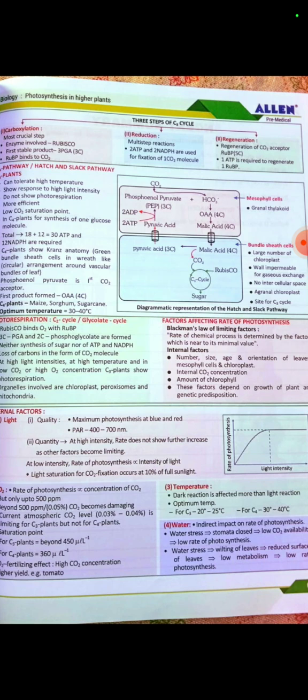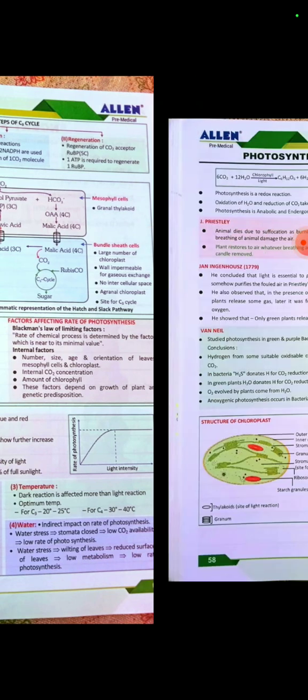Water has an indirect impact on the rate of photosynthesis. In water stress, the stomata are closed and there is low CO2 availability, so a low rate of photosynthesis. And in water stress, wilting of leaves, reduced surface of the leaves, and low metabolism lead to a low rate of photosynthesis.